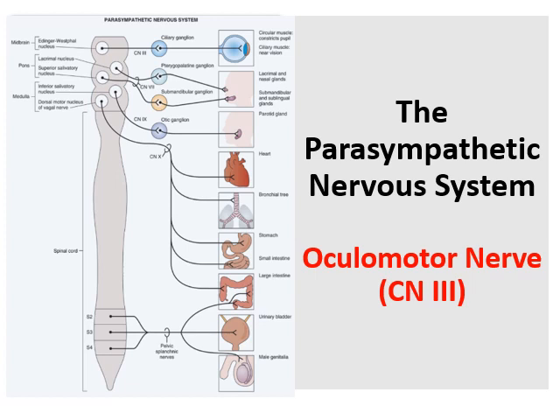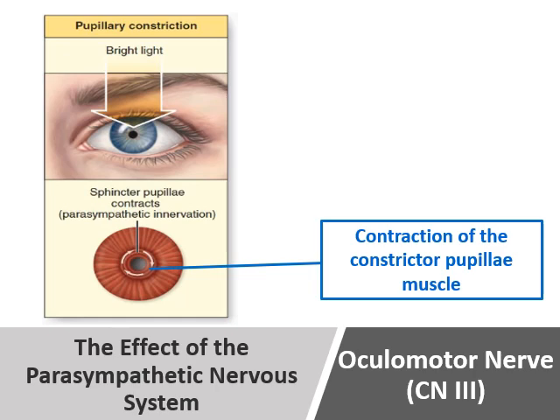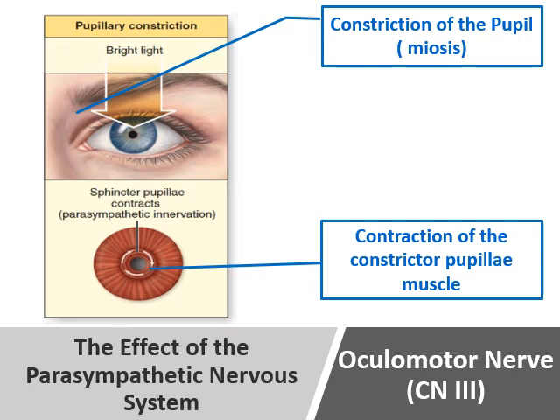The preganglionic parasympathetic fibers arise in the Edinger-Westphal nucleus in the midbrain. They relay in the ciliary ganglion. The postganglionic fibers enter the eye as the short ciliary nerves, producing contraction of the constrictor pupillae muscle, leading to constriction of the pupil, which is known as miosis.